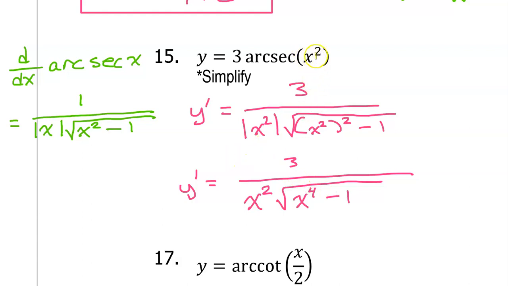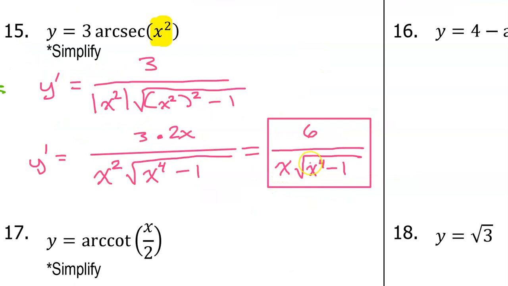Almost forgot to do the chain rule. Because we have this function inside of a function, this is not the final answer. We have to go ahead and multiply by the derivative of this inner function. The derivative of x squared is 2x, which I will go ahead and put in the numerator. And then the x in the numerator will cancel out one of these x's in the denominator. And 3 times 2 is 6. So this will be the final answer.